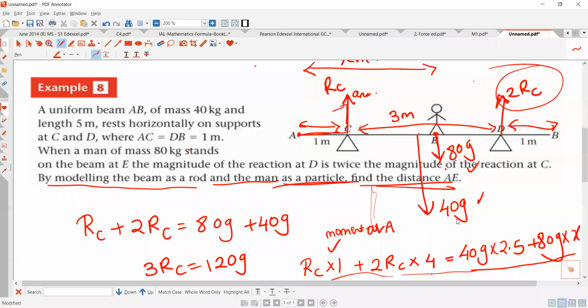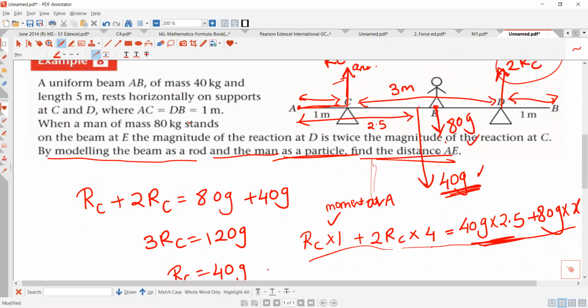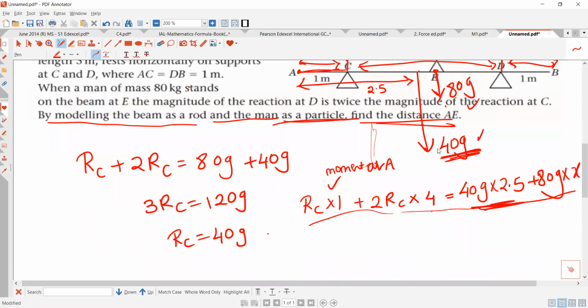So 40G is in between of the rod. Rod is 5 meters, so the middle is going to be 2.5. Okay, so 40G into 2.5 clockwise, and 80G into X. We don't know how much it is. Now you guys find the X for me after doing this in your calculator. If you cannot do it, I'll come and explain.